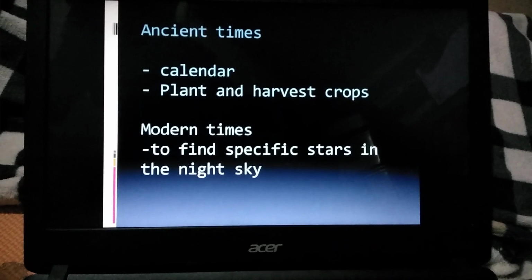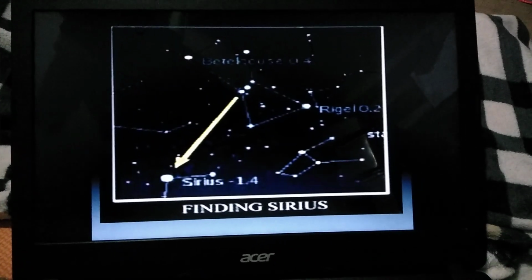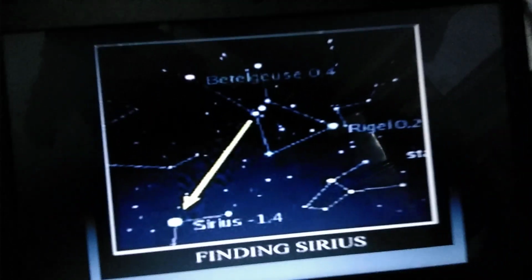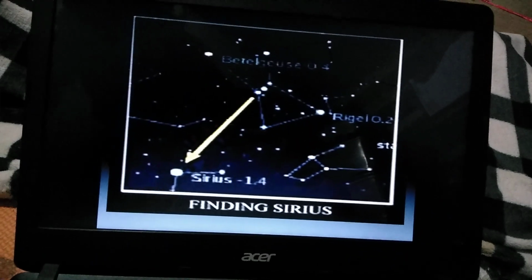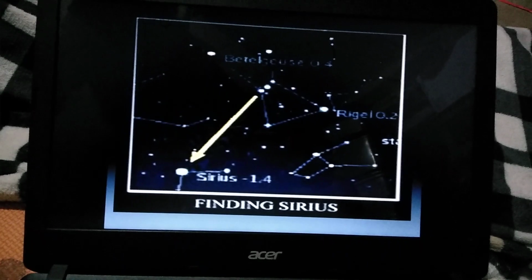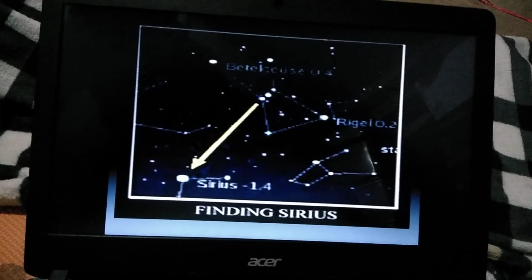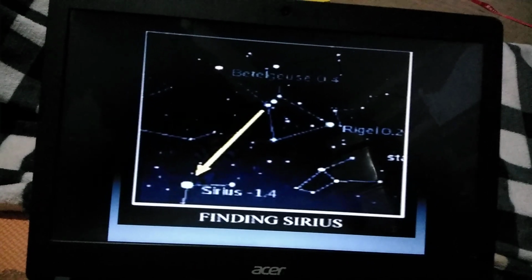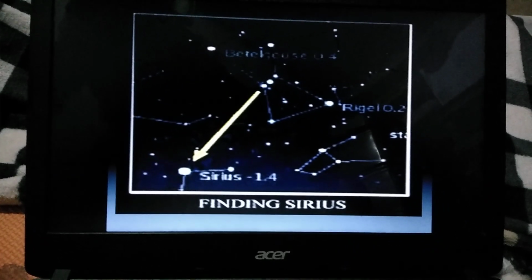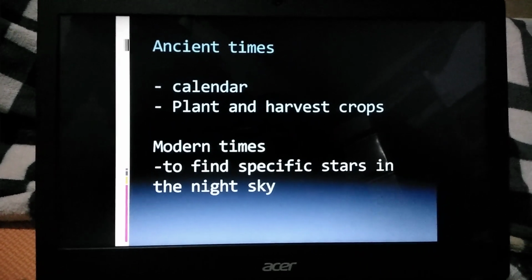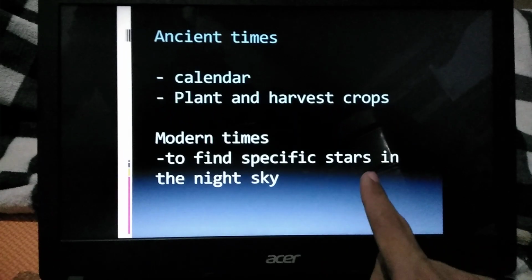Okay, let me show you something, a picture. As you can see, this is the Orion. In our previous lesson, we learned that we can easily locate the Orion by finding the three bright stars which comprise the Orion's belt. And as I said a while ago, in modern times we use the constellation to find specific stars.